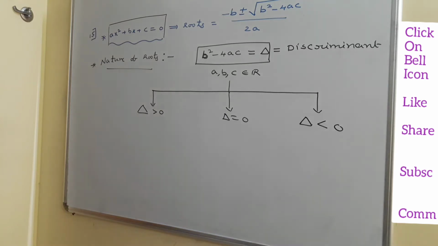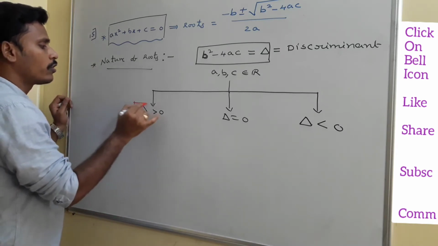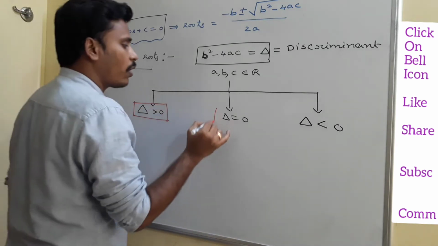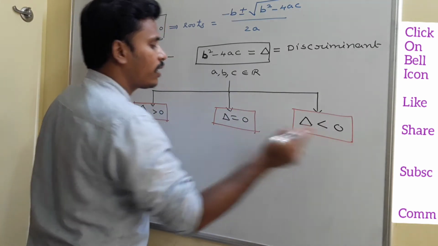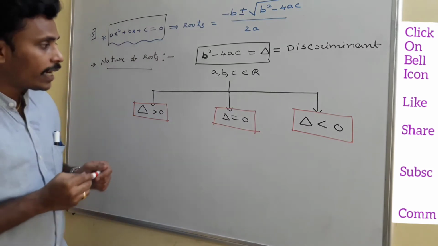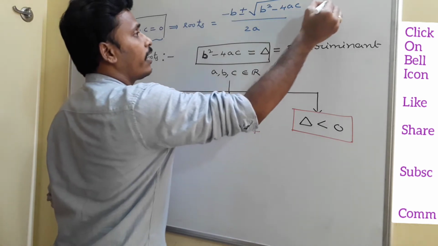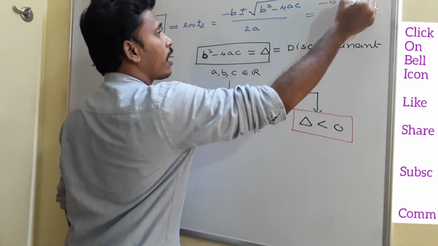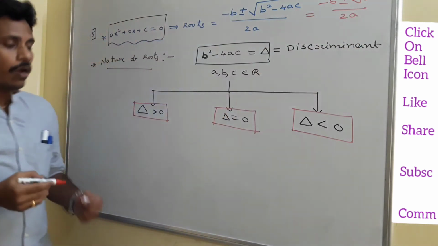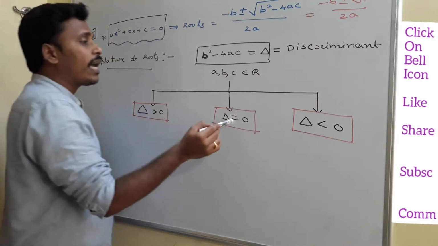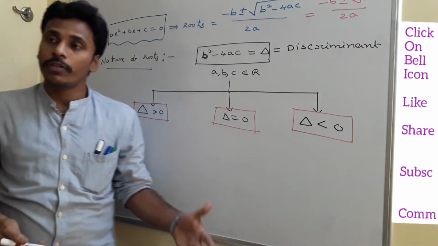Now, depending upon the delta, you need to decide what is the nature of the roots. Think a while. I will check one by one. First of all, check for delta is equals to 0. Look here, the delta is 0. I may rewrite the formula like this: minus b plus or minus the square root of delta divided by 2a. And now the delta is 0. Since delta is 0, root delta is 0 actually.